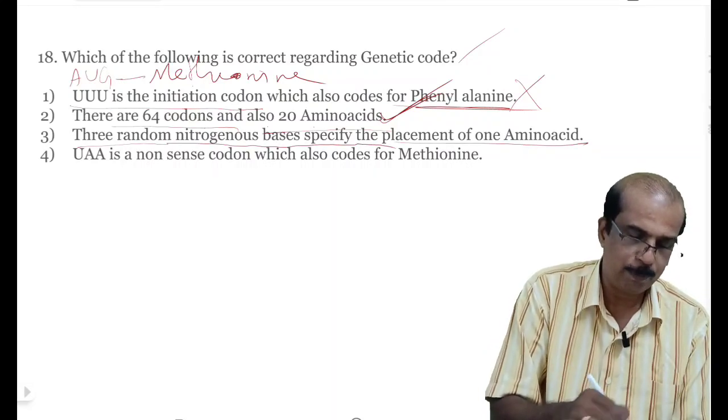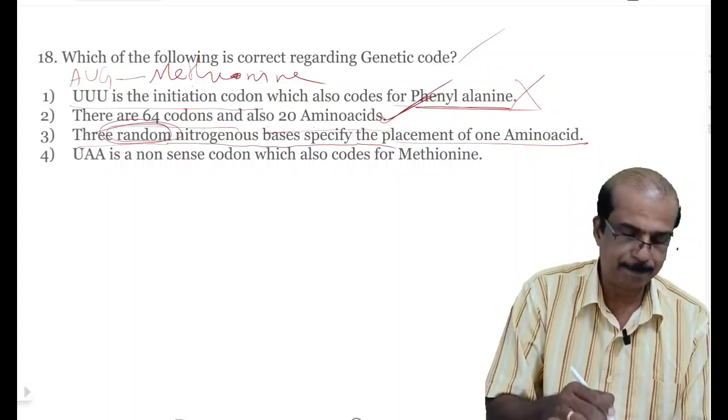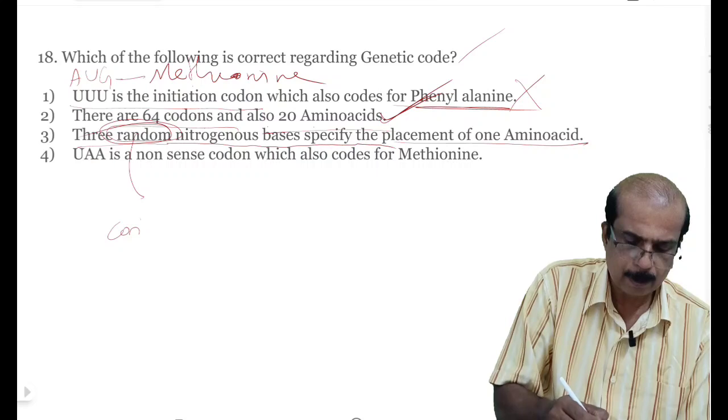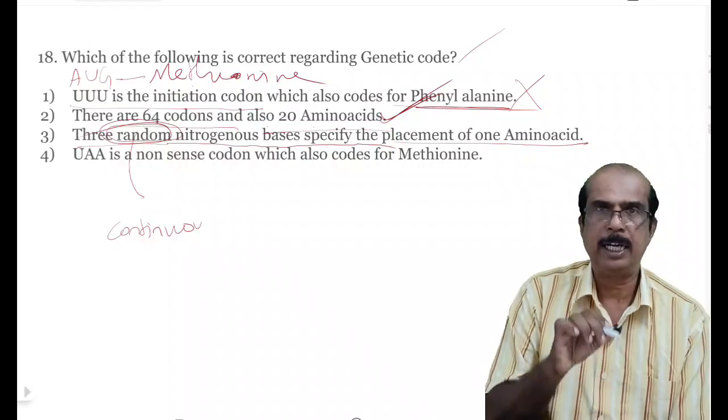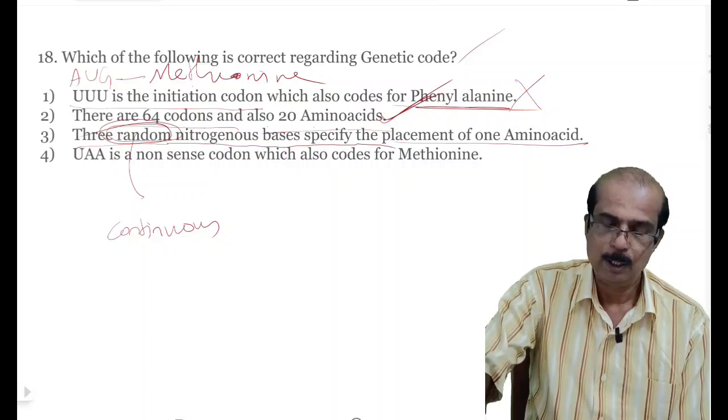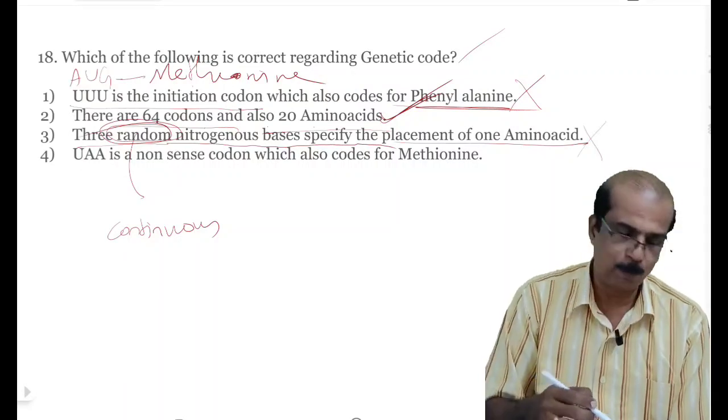Random is a wrong term here. Three continuous nitrogen bases specify the placement of one amino acid. So, the statement as such is a wrong one.